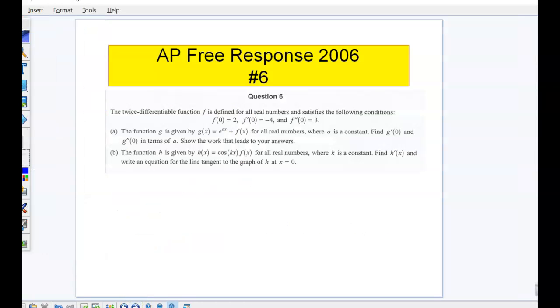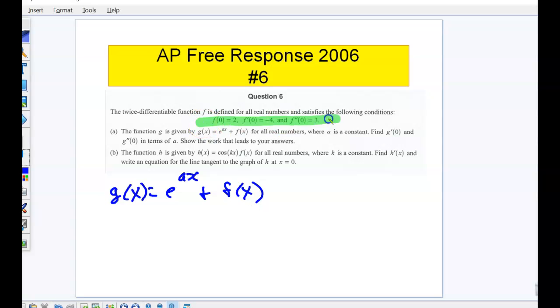Okay, in our next example, this is from a free response question from 2006. This question is a little bit time consuming, but let's go through it. It's saying the function g is given by g of x equals e to the ax plus f of x, where a is a constant, and they want us to find g prime of 0 and g double prime of 0 in terms of a, and show the work that leads to your answer.